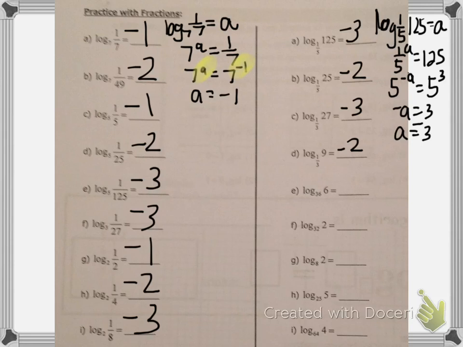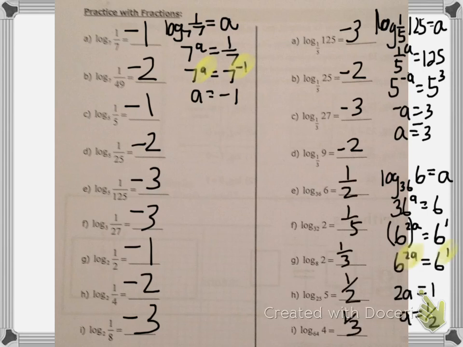E through I is a little different. Again, notice that the base is larger than the number in the log. So same thing here, let's convert this into exponential form. The little base 36 becomes the large base. The log is equal to the exponent a, so we'll put that with 36, and that makes it equal to 6. Now, 36 we can write as 6 squared. And then remember, the 6 on this side actually has an exponent of 1.